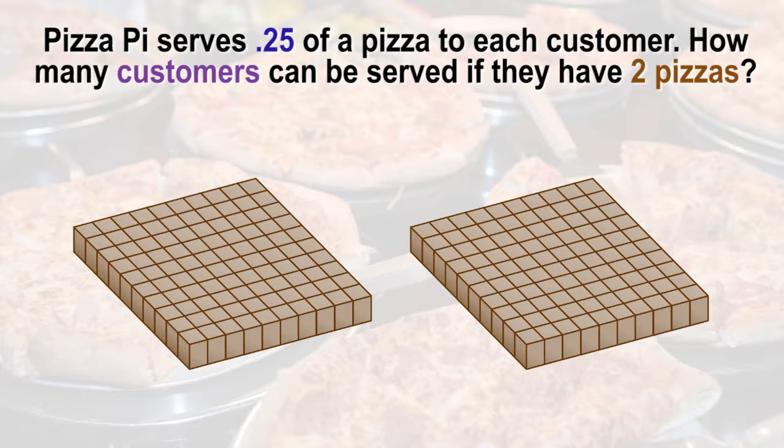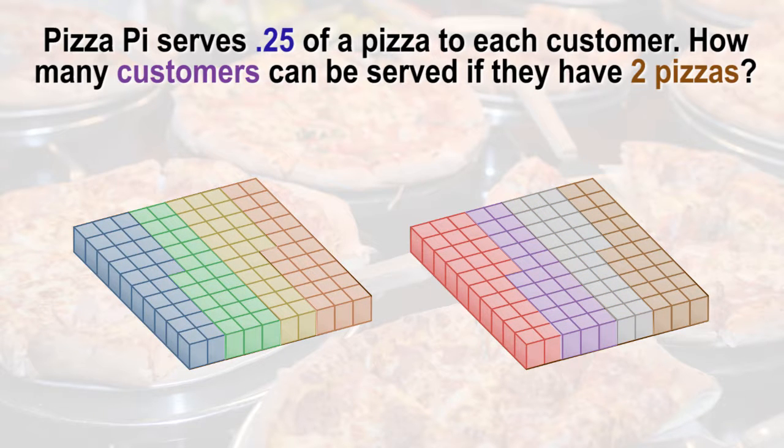The wholes are divided into hundredths because the divisor is in hundredths. We next measure groups of 25/100ths. There are 8 groups of 25/100ths in 200/100ths. 8 customers can be served.